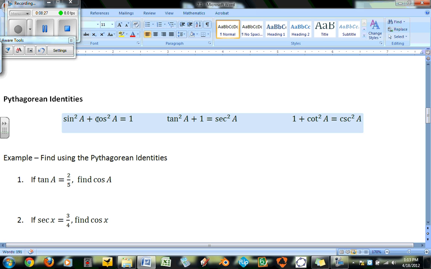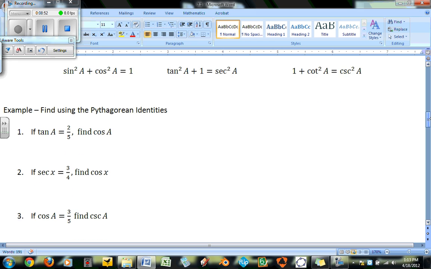I know that sine squared plus cosine squared equals 1, so I'm going to substitute in 1 for that. In the same sense, if we ever come across tangent squared plus 1 equals secant squared, instead of tangent squared plus 1, I can plug in secant squared, or vice versa. Maybe I see secant squared, I can plug in tangent squared plus 1. And same thing over here. All these identities are giving us options to manipulate equations. So we're going to change stuff.